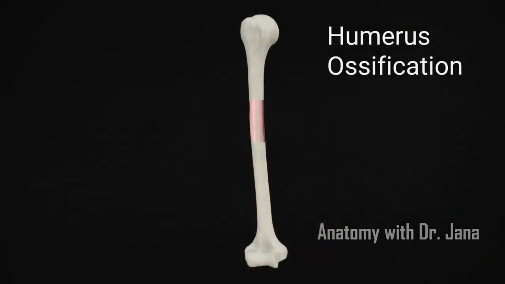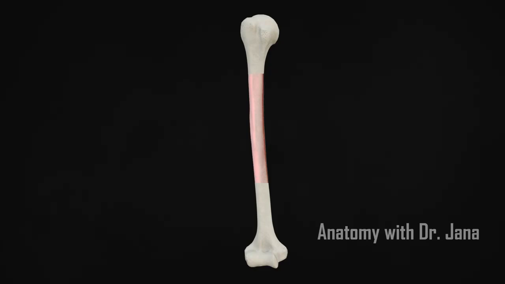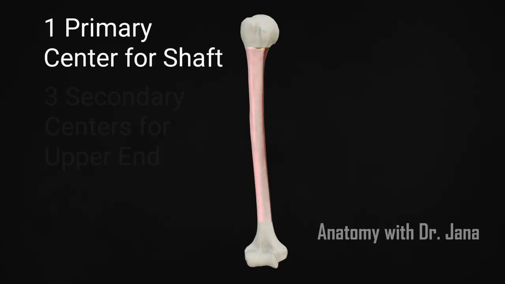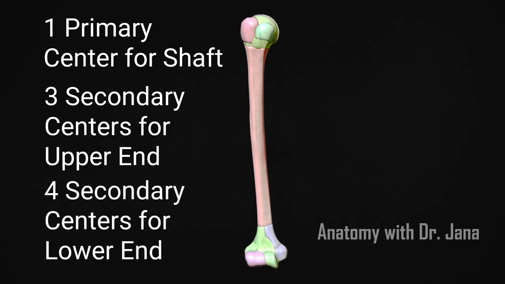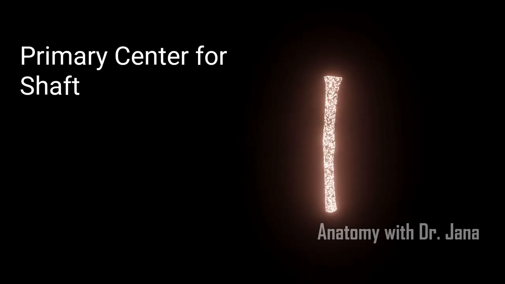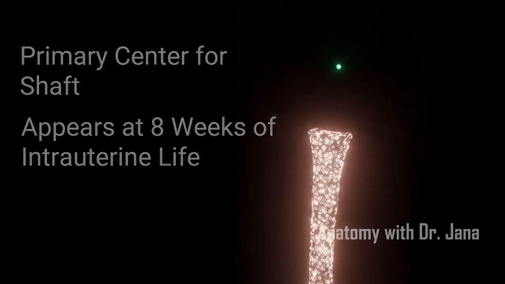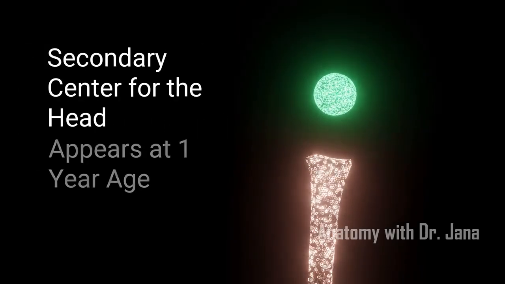Next, let's discuss the ossification of the humerus. The humerus is ossified from one primary center for the shaft, 3 secondary centers for the upper end, and 4 secondary centers for the lower end. The primary center for the shaft appears at the age of 8 weeks of intrauterine life. The secondary center for the head appears at the age of 1 year.